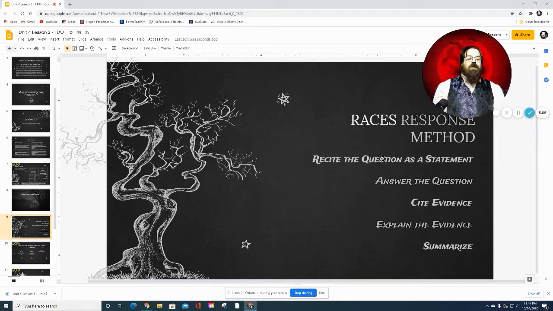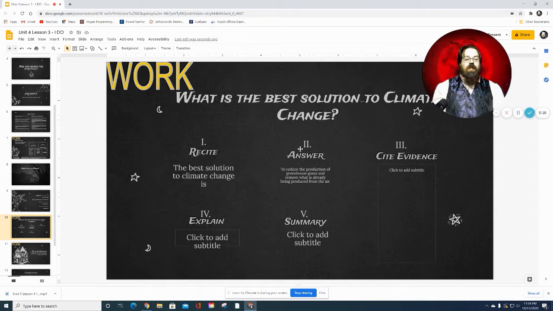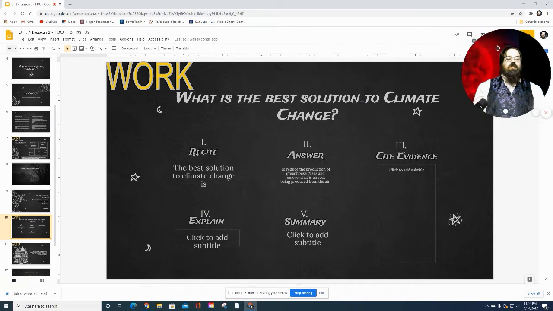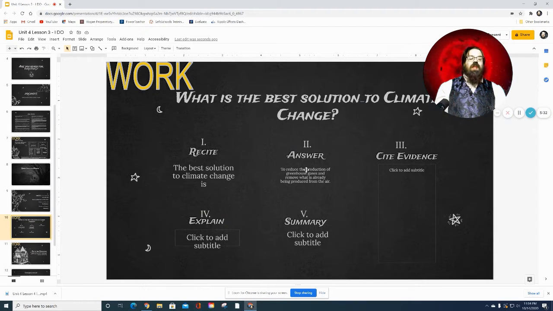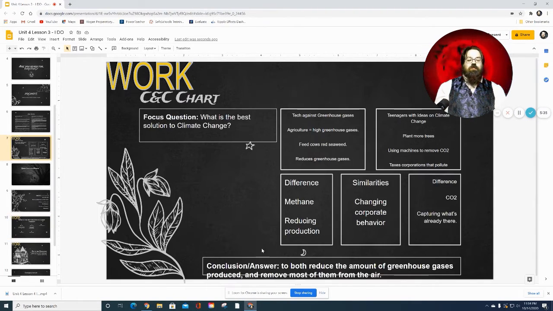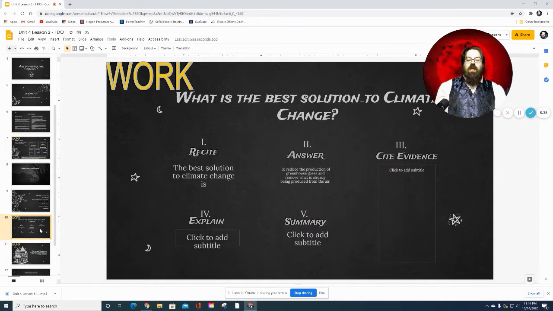Right, it's to recite the question as a statement, answer the question, cite evidence, explain the evidence, and summarize. Okay, so I've started out here. I've already recited this. The best solution to climate change is... All I did was remove the question word and move the verb to the end. Then I put an answer on there, and that answer kind of comes from right here. I take this answer and turn it into: to reduce the production of greenhouse gases and remove what is already being produced from the air.